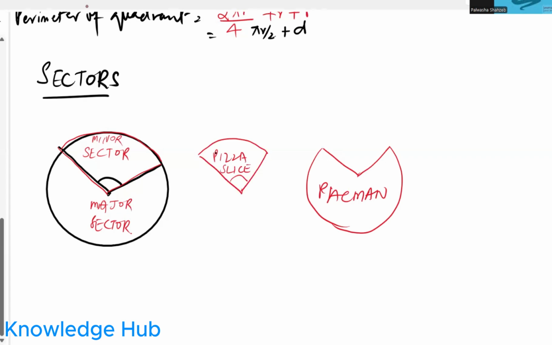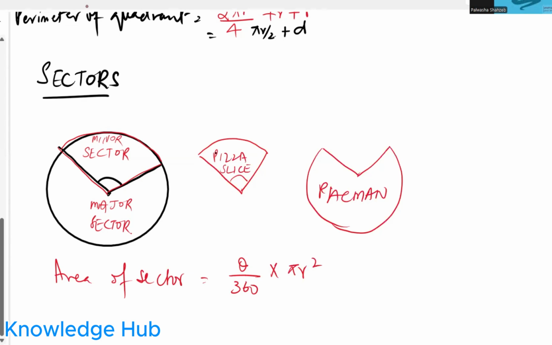Now, obviously, we have to see what the formula is for the area of a sector and the perimeter. So for the area of a sector, we have a formula: theta over 360 times pi r squared.